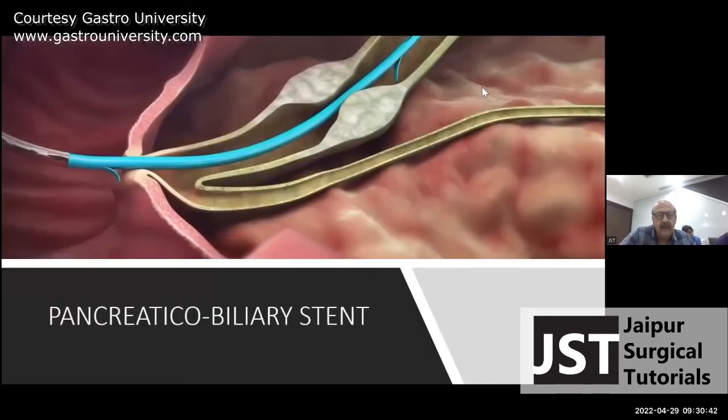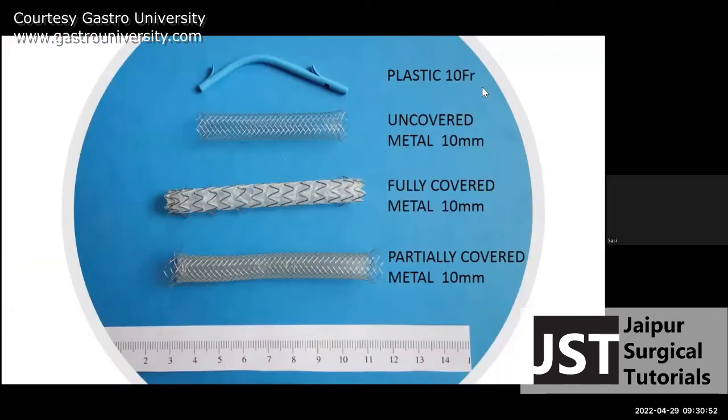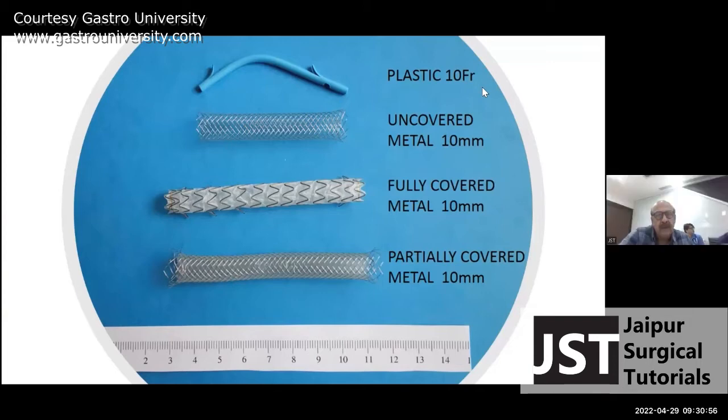Now we come to pancreatico-biliary stents. Even here, plastic stents are more commonly used than the metallic stents because there are other indications also. Plastic stents can be straight or single or double pigtail. Then there are various types of metal stents. The usual diameter is 1 centimeter. The length can be variable. They can be uncovered, fully covered, or partially covered.